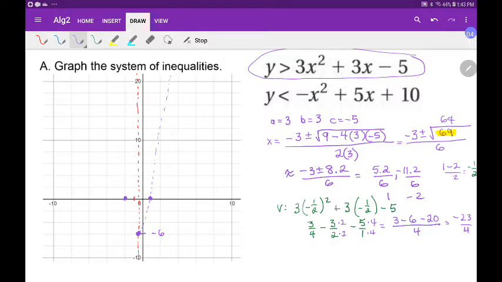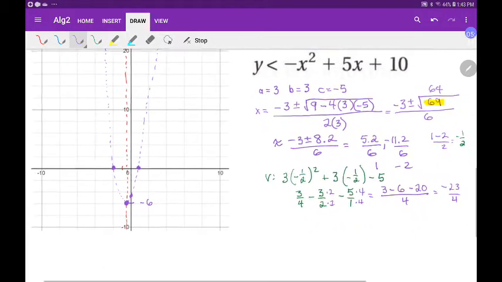Oh, I guess it's going through -5. Does that look like it went through -5? I'd say it does. Because right there is -5, right? Right there is -5. Okay, so it looks like it went through -5, so that worked out pretty well. And we're doing dotted lines because it's just greater than, but it's not equal to. Okay, and later we'll shade that, but not yet.